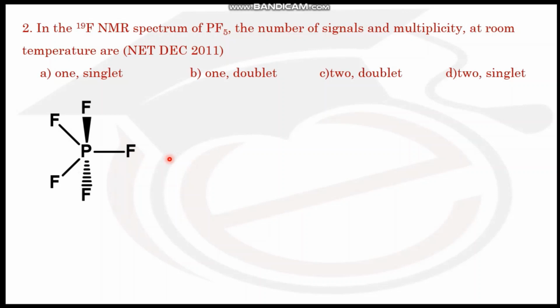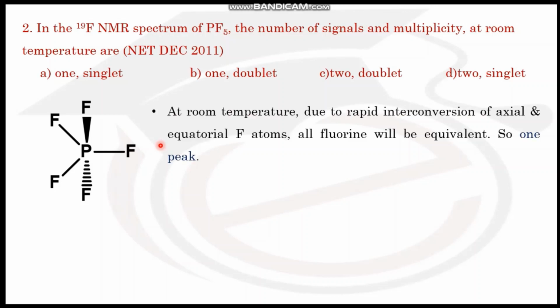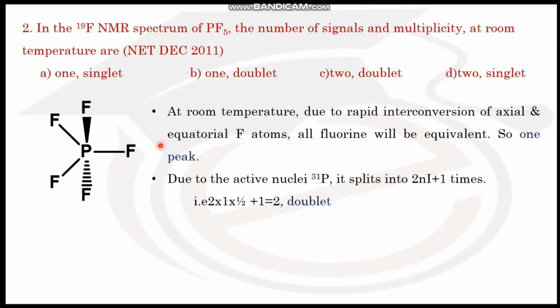But at room temperature, they show fluxionality. That means axial fluorine can go to equatorial and equatorial will go to axial. It is a fluxional molecule, so we cannot tell at a given time whether this fluorine is in the equatorial position or the axial position. So all fluorines will be equivalent and it will give one signal.